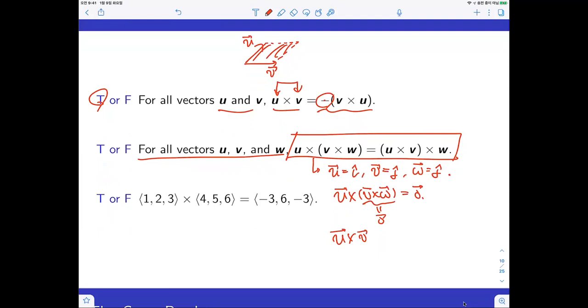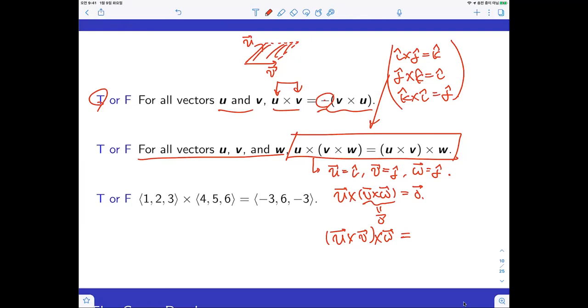However, for (u cross v) cross w, recall that i cross j is k, j cross k is i, and k cross i is j. We use this relation to get, since u cross v is i cross j, we get k, and w is j. Since k cross j is minus j cross k, and j cross k is i, this is minus i. So the left hand side is the zero vector and the right hand side is minus i. So we have a counterexample. So this identity fails.